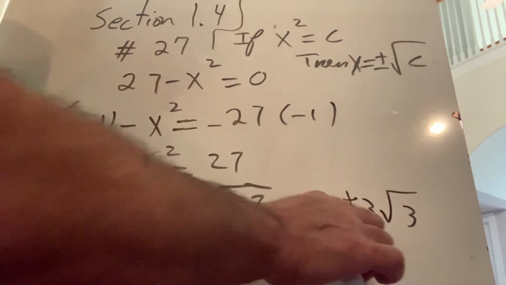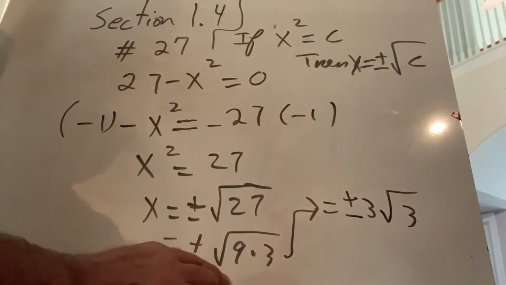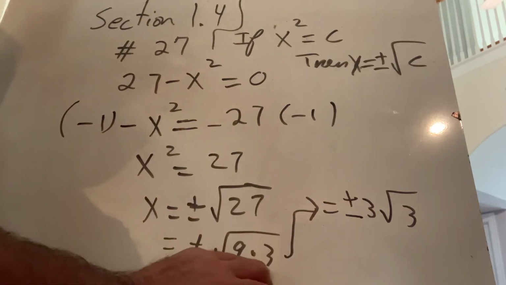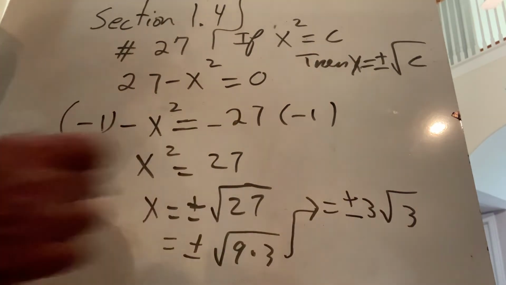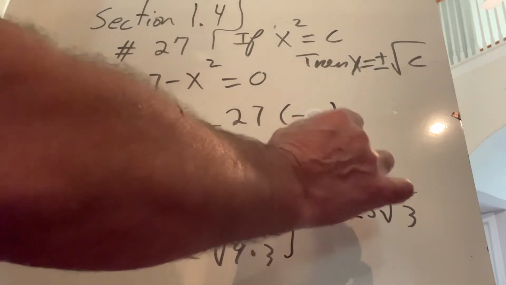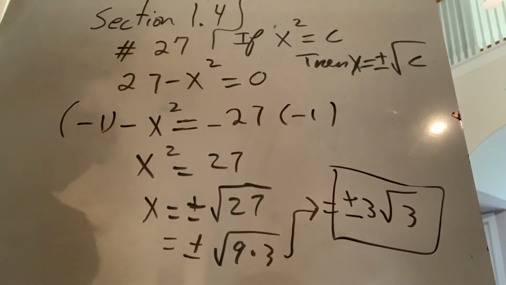And again, this 3 is because that's the square root of 9. So 9 comes out of the square root to become 3, and the other 3, of course, remains under the square root. Okay, so those should be your two solutions, plus or minus 3 square root of 3. Okay?